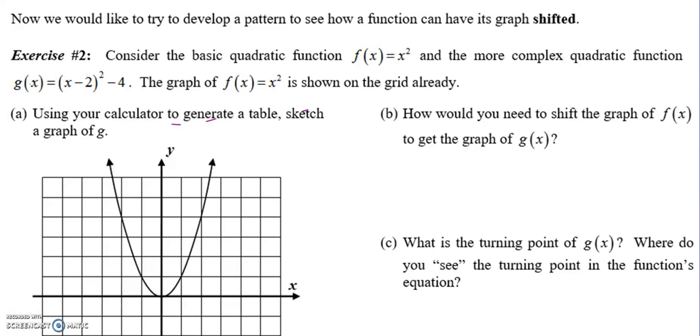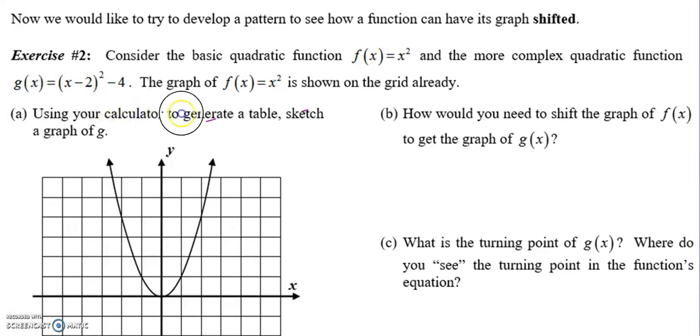Alright, so now we're going to see if we can find some more patterns. So here, this is called the parent function. I'll talk about this in class of quadratics. This is the most basic quadratic you can have. And then here's a more complex one. So we have function f, function g. The graph of f of x is x squared, which is shown here. So just like we said, there is no b or c term, so its turning point is going to be right in here. And its coefficient is 1.